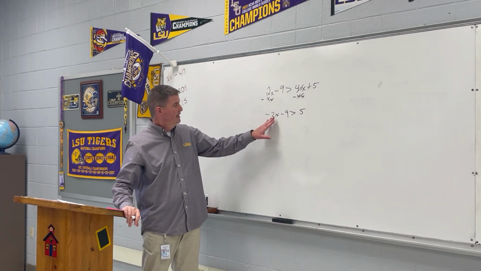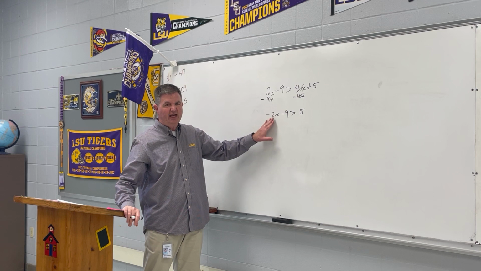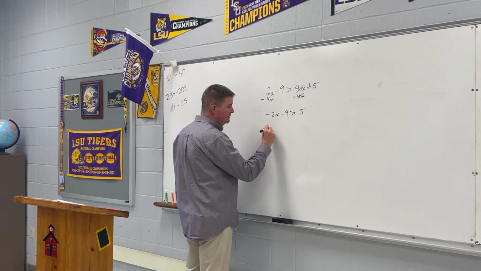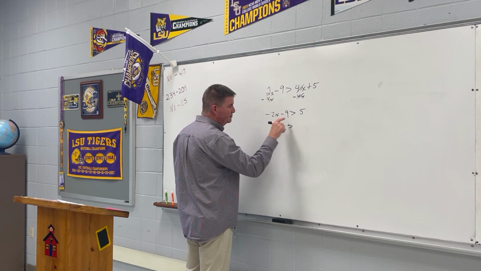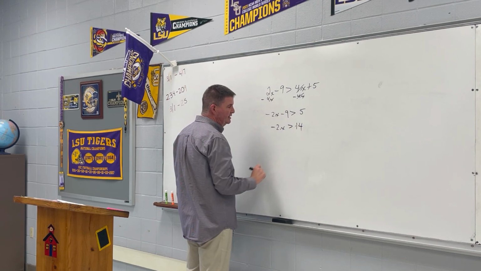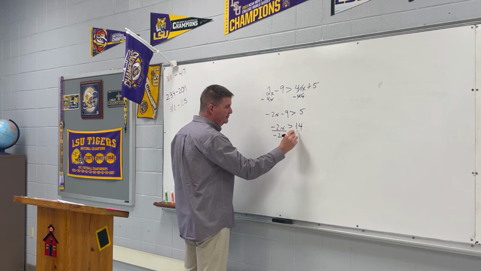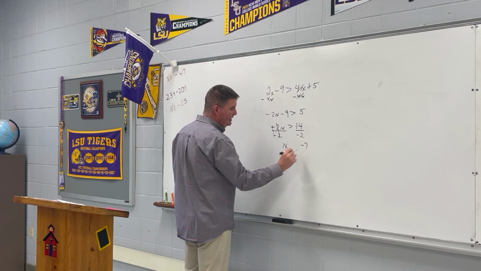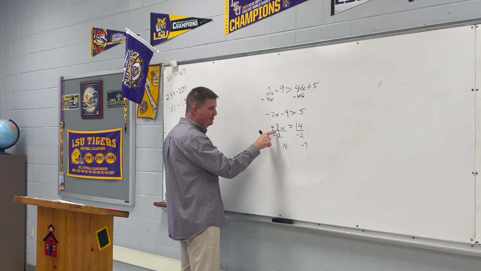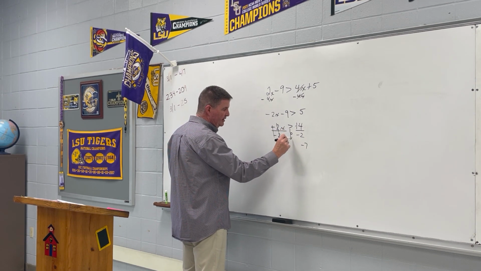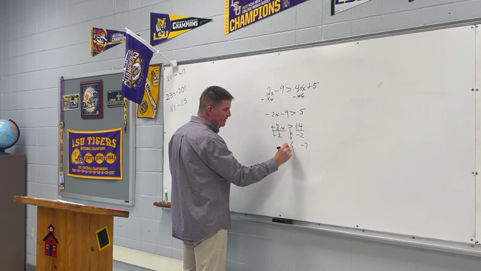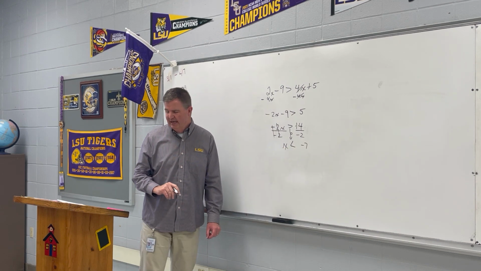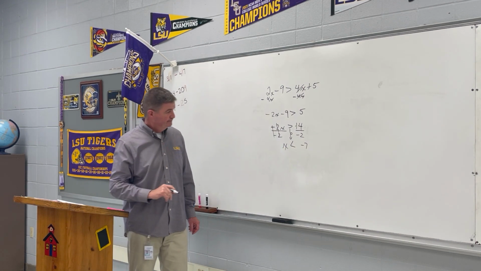I know I don't like to have the variable negative, but in this case, we're going to have it negative for now. We'll take care of it in a little while. Take the 9 to the other side. I got negative 2x is greater than, I'm adding 9, so that's 14. I'm now going to divide by negative 2, cancel them out, and x is negative 7. But remember, we divided by a negative, so this flips. Instead of greater than, it becomes less than. X is less than negative 7.